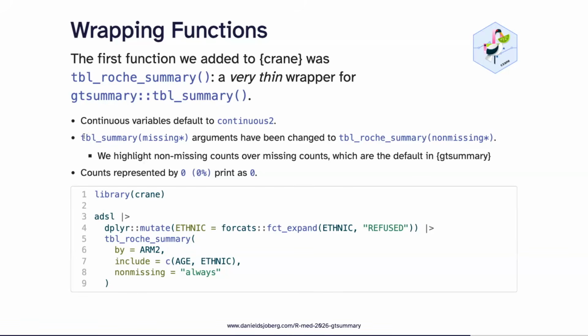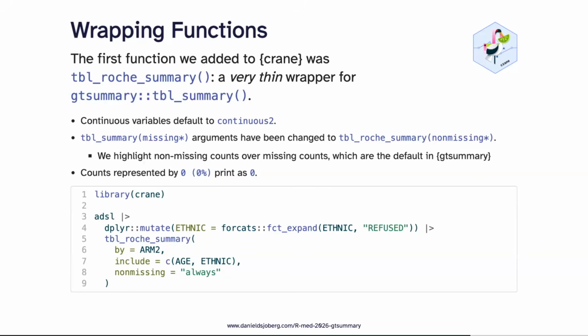TBL Summary reports missing values, but at Roche, we always report non-missing values. So all of the missing arguments have been renamed to non-missing, and they have different defaults, of course, so that they report non-missing things. And instead of reporting 0 counts, but with 0 and 0%, we just report a 0. Okay, so some very basic things, but these are the kinds of things you don't want to be doing for every single table, because this is something that would apply to every single TBL summary table created at Roche.